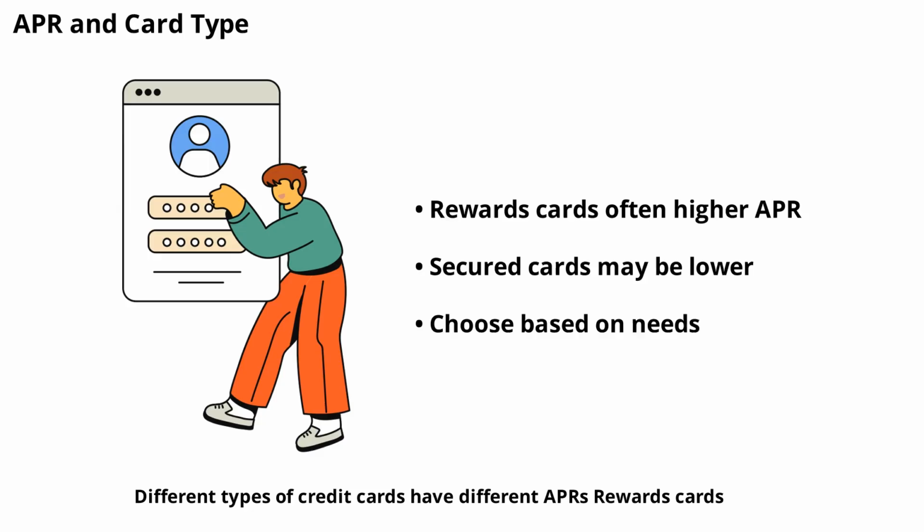Different types of credit cards have different APRs. Rewards cards, secured cards, and student cards may all have varying rates. Rewards cards often have higher APRs, while secured cards may offer lower rates if you have a deposit. Knowing the APR for your card type helps you choose the best option for your needs and spending habits.